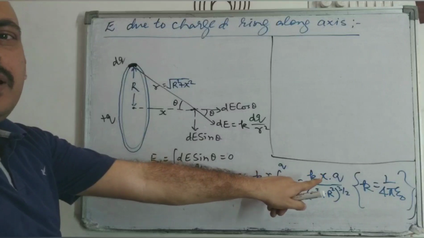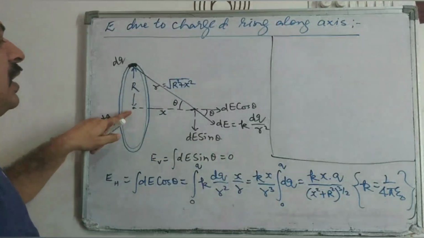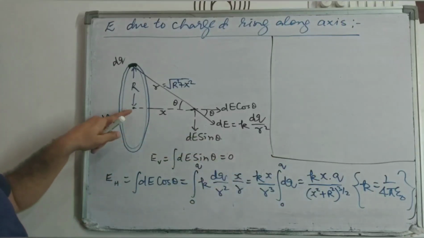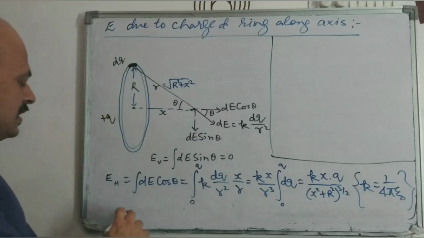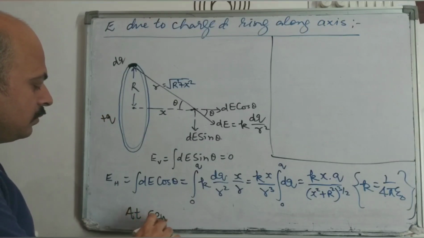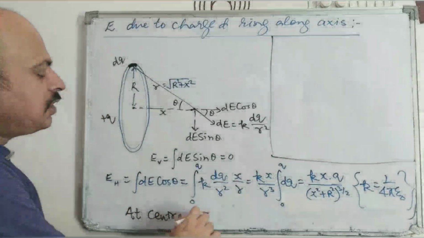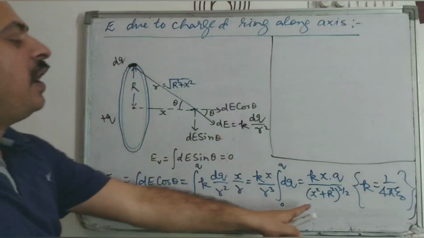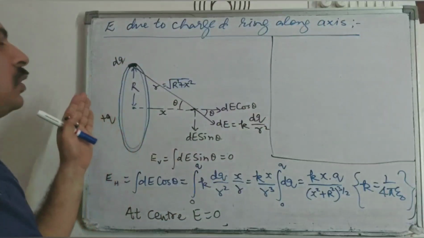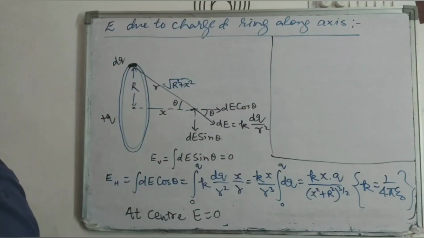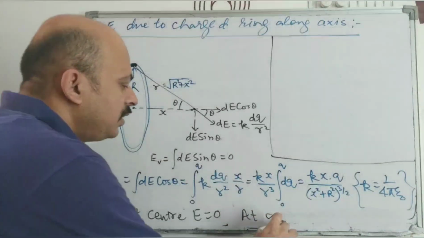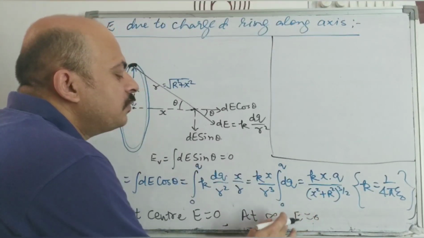Therefore, look at one condition. What will be its electric field at the center? If x is equal to 0, then the electric field will be 0. So at the center, electric field will be 0. And what about at infinity? If we go an infinite distance from the ring, then again the electric field will be 0. That means at infinity, electric field will be 0.